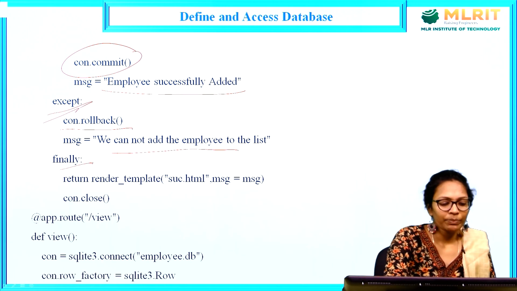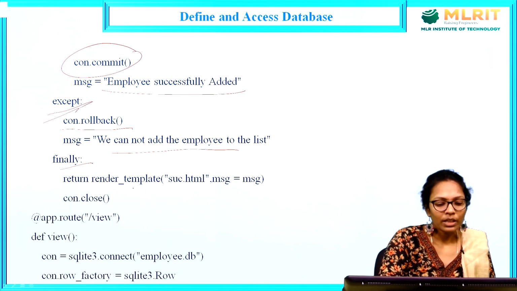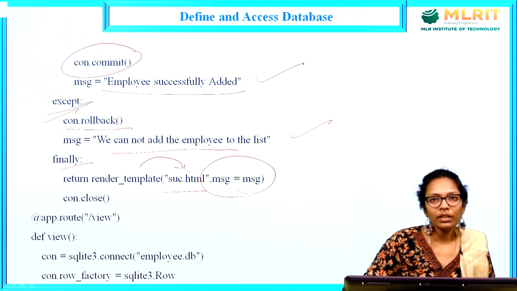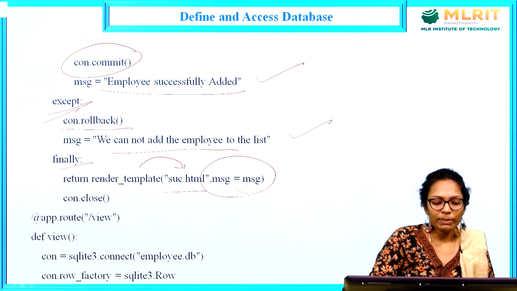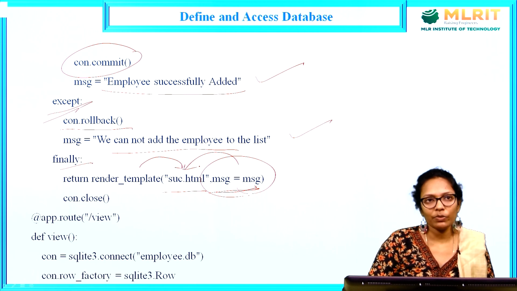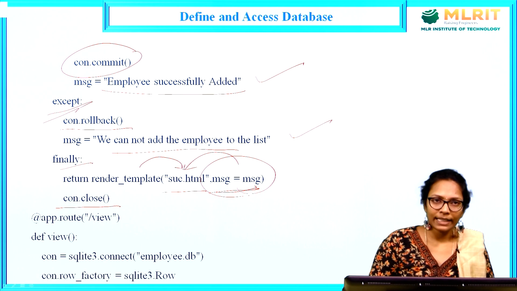And finally, whether you are executing the try block or the except block, finally it is redirecting to success.html by passing the message. We have 2 possible messages here. It may be successfully added, or it may be a problem with adding. So that message will be transferred to success.html, and there the final message will be displayed, and you're closing the connection. This is for adding the employees.